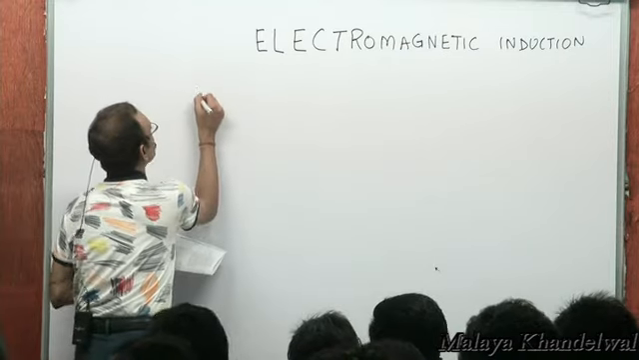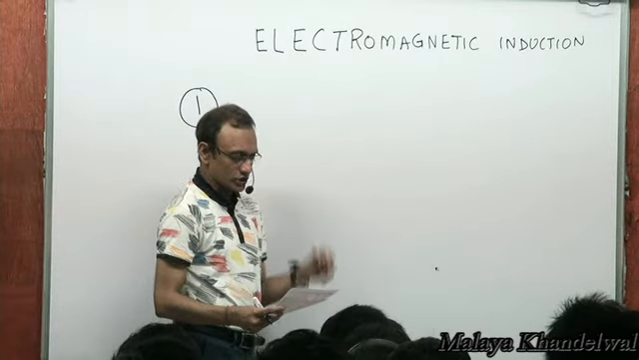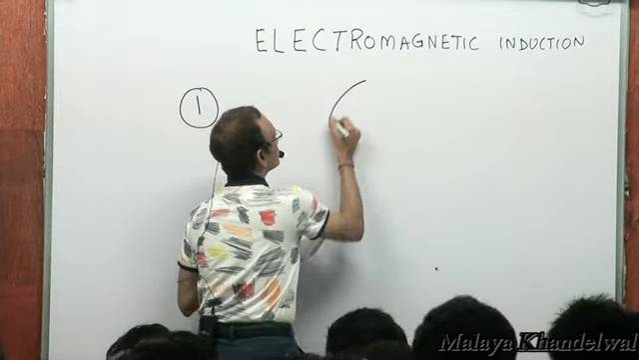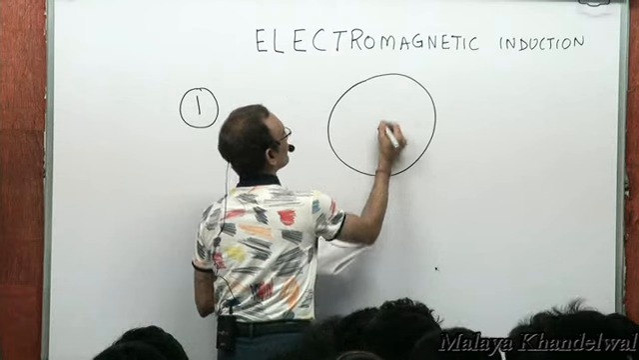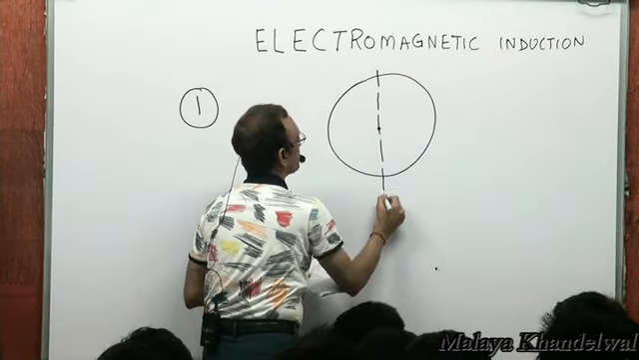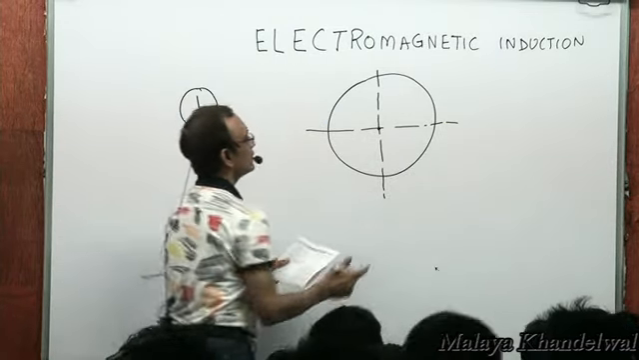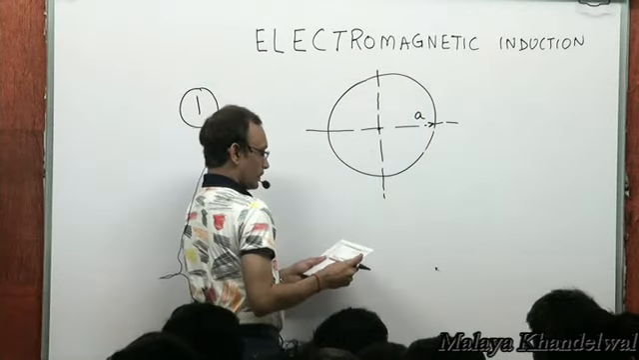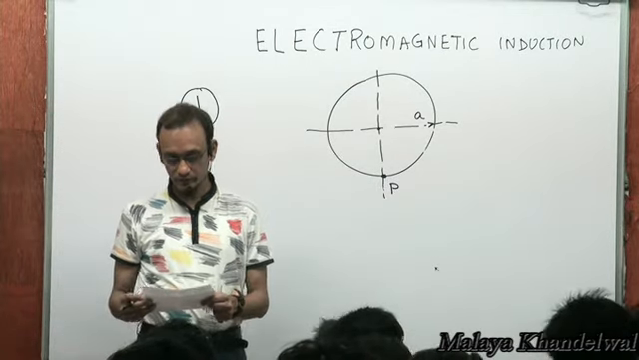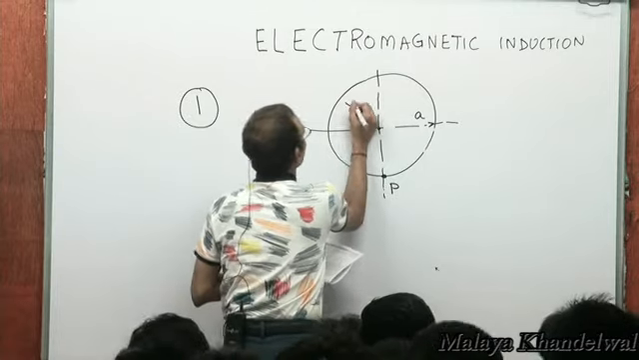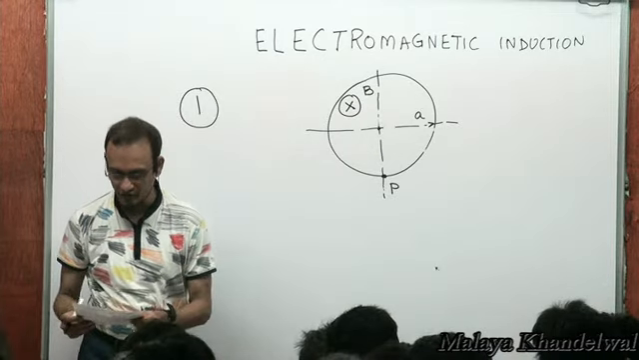The first problem is about a conducting ring of radius A. These are two mutually perpendicular diameters. This is a conducting ring of radius A, and it's fixed at the point P. In this region, there is a magnetic field B going into the plane of the board.